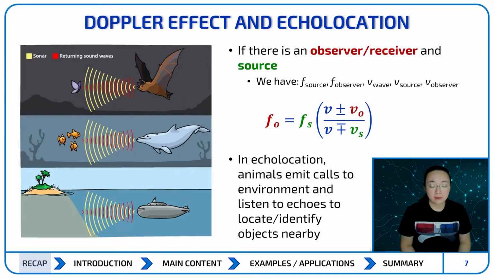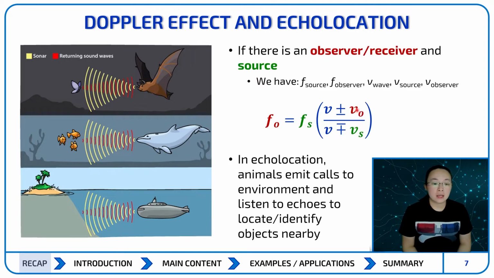The last thing we talked about was the Doppler effect and echolocation. The most important equation is the Doppler effect equation. So if there's an observer, receiver, and a source, then you can use this equation to determine what the frequency is of the observer, or vice versa.